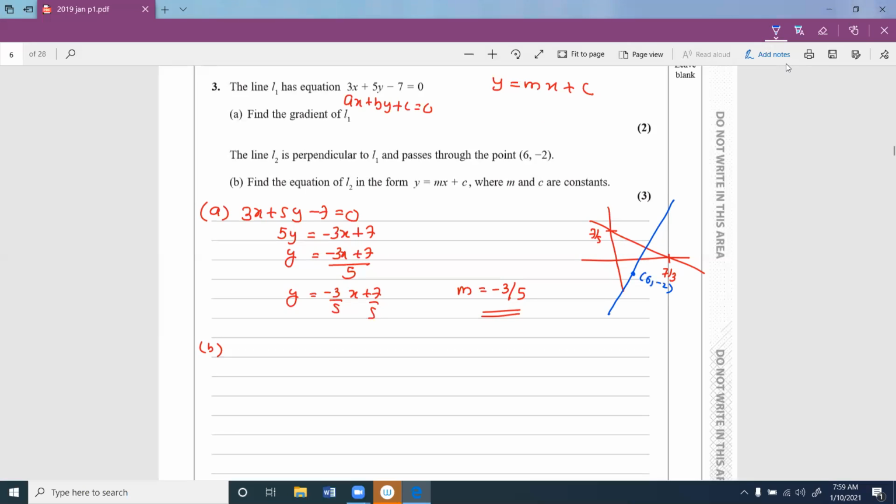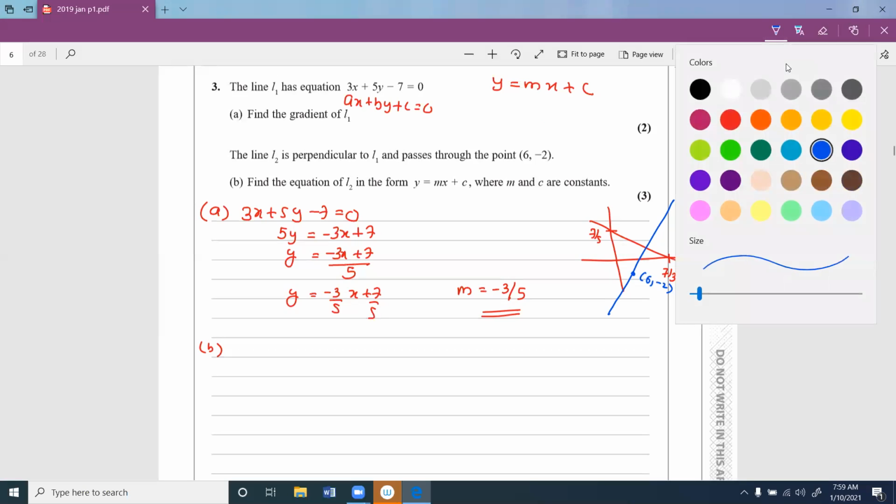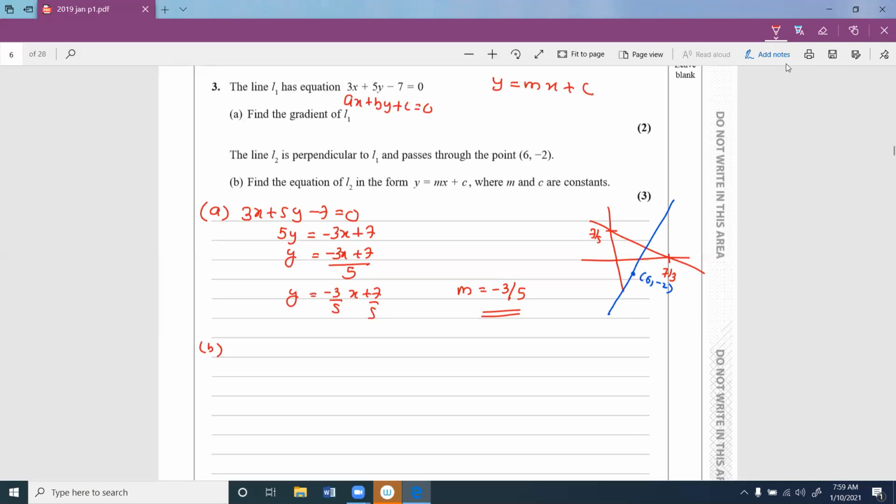Then over here, the concept we need to learn is, if two lines are parallel to each other, what is the theory we know? If line L1 is parallel to L2, I'm not talking about perpendicular initially, the concept is their gradients are equal to each other. M1 is M2. Then if they are perpendicular to each other, the concept is that the product of their gradients should be minus 1. That is the fact we have to get right.